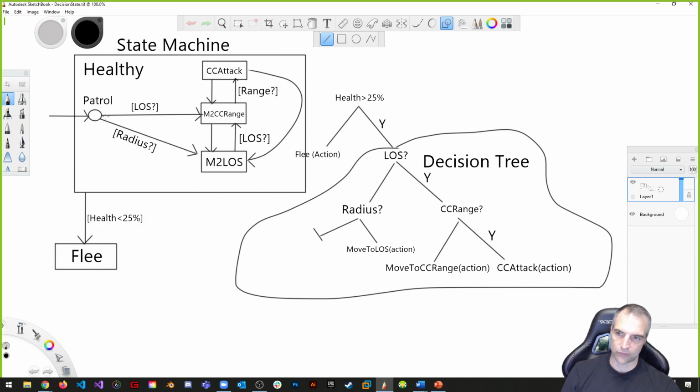After I go out of patrol state, I'm only going to move ever into these 3 states: move to line of sight, move to combat range, attack. And back and forth in one of these combinations.